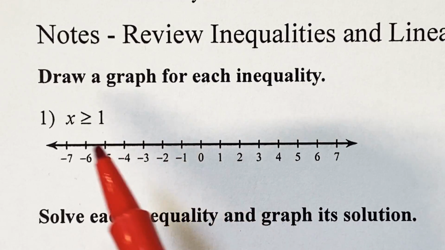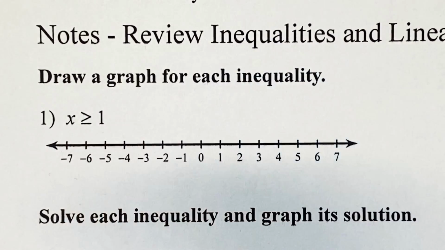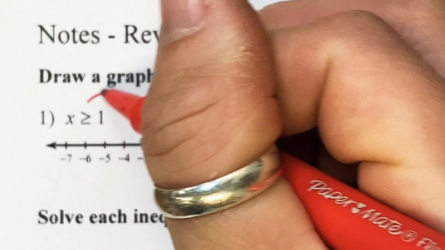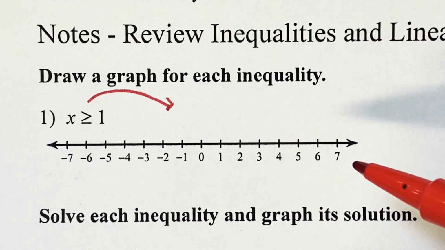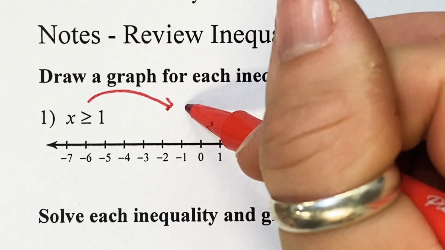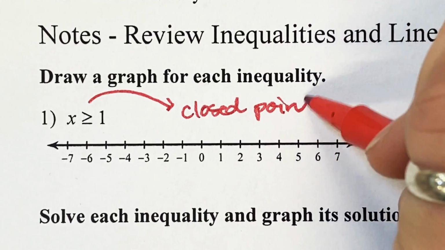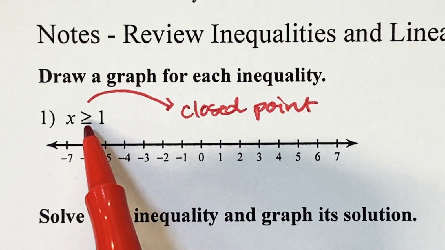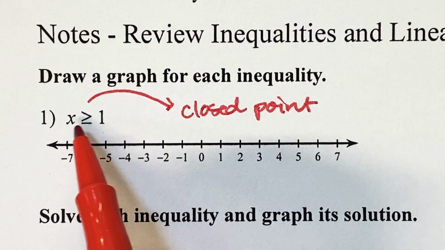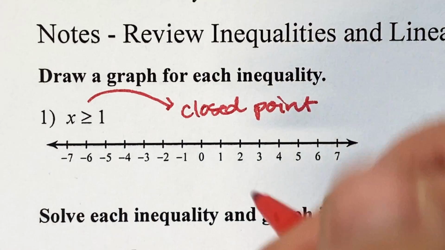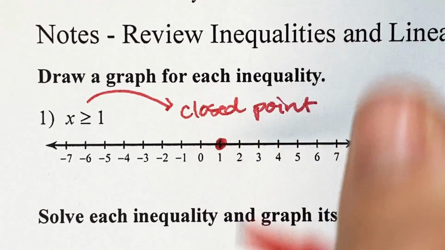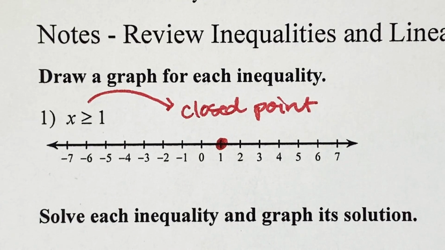But before we do that, we need to now ask ourselves, is it going to be an open or a closed point? Looking at the sign, that is going to be a closed point because of the greater than or equal to, because of the little line, right? So we're going to put a closed point, fill it in at 1.